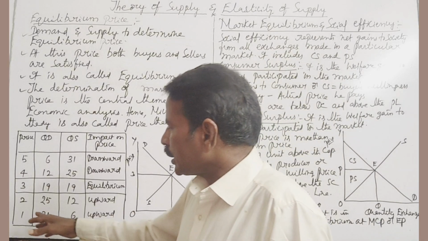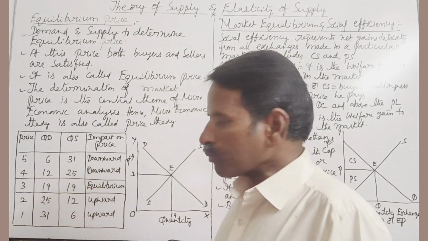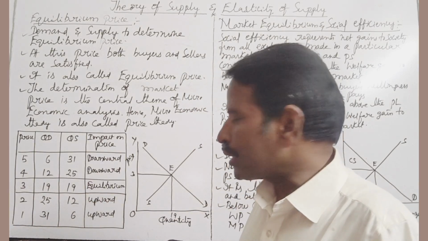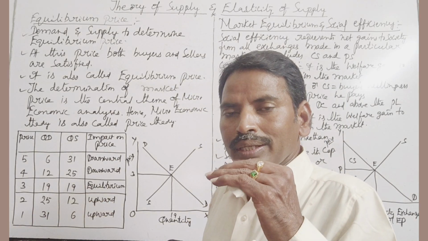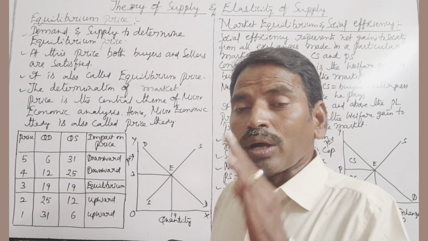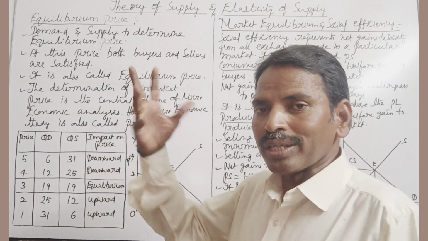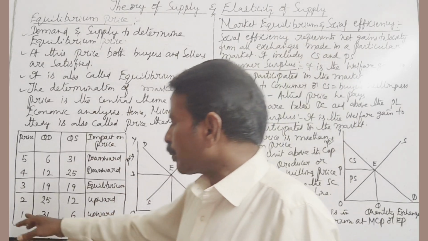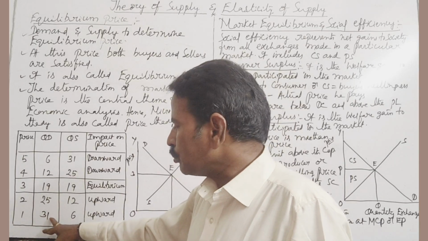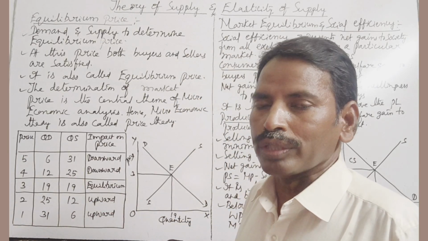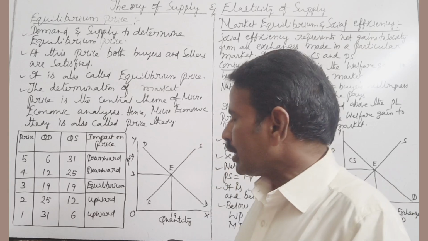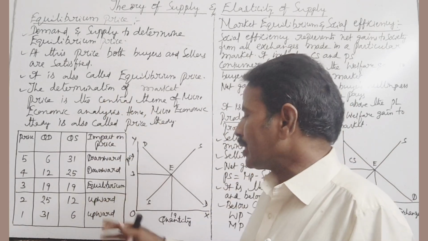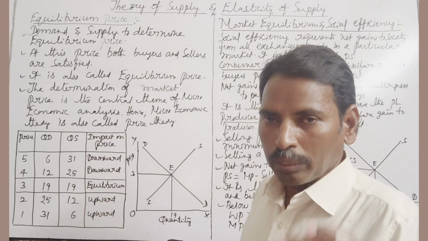For example, if the price is 2, quantity demanded is greater than quantity supplied. So demand is more than supply, there is competition among the consumers, and price rises. Impact on price is upward. If the price is 1, quantity demanded is more than quantity supplied. Same situation: competition among the consumers, price rises. Impact on price is upward.